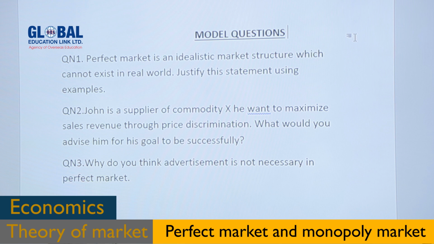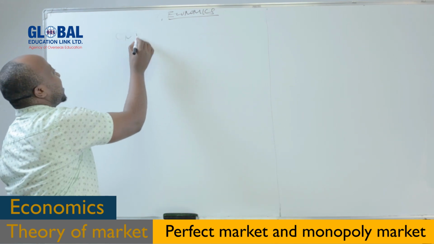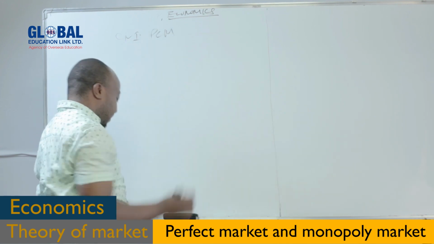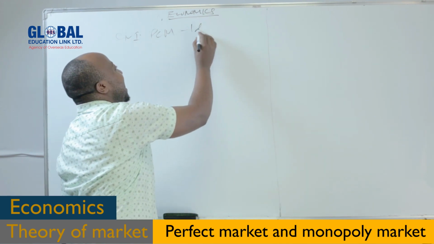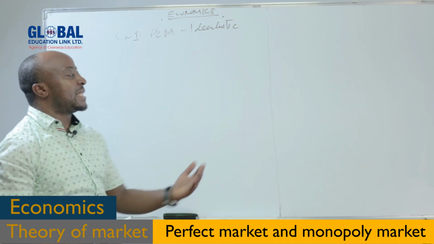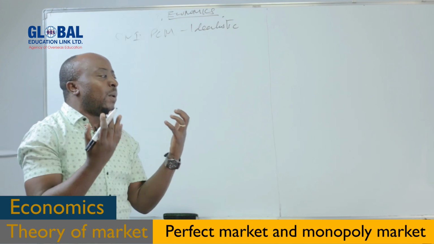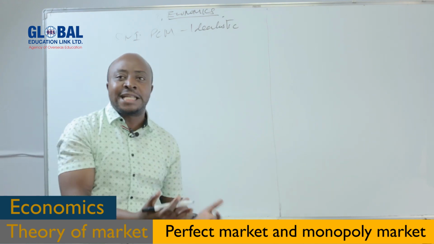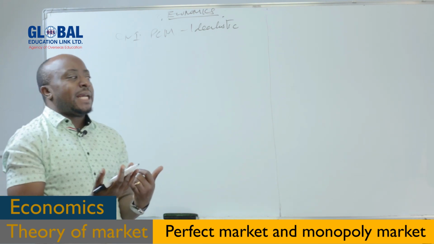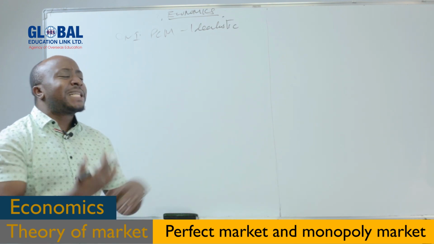Justify this statement using examples. Now, question number 1 is asking that a perfect competitive market is idealistic. When we say something is idealistic, it means something too ideological. It is not existing in reality. We think about it, but it is not there. We can think that this is something existing, but it's not.